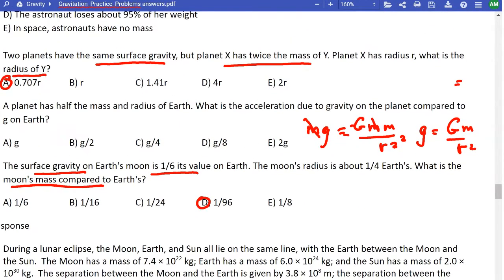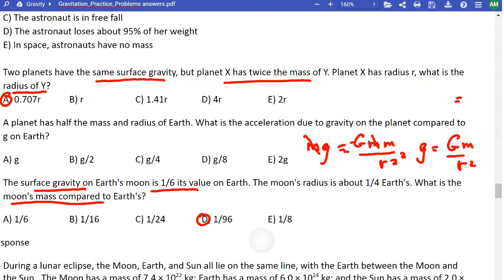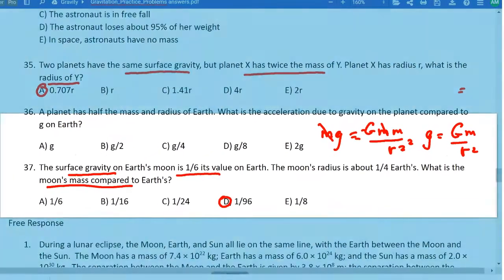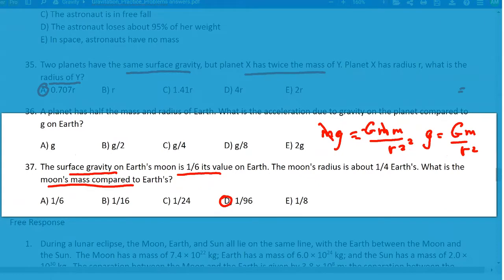35. Two planets have the same surface gravity, but X is twice the mass of Y. Planet X has a radius of r. Oh, I think this one's a nice one. This one's a real challenge.